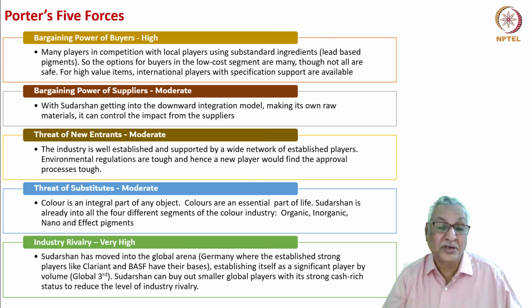But the industrial rivalry is very high because the company has moved into the global arena, including Germany, where established strong players such as Clariant and BASF have their bases. It has established, no doubt, as a significant player by volume, but it needs to diversify its country mix. Sudarshan can buy out smaller global players in this process, given its strong cash rich position, and reduce the intensity of industry rivalry. So, this is the application of the five forces. It tells the company what to do, what the company should be wary of.